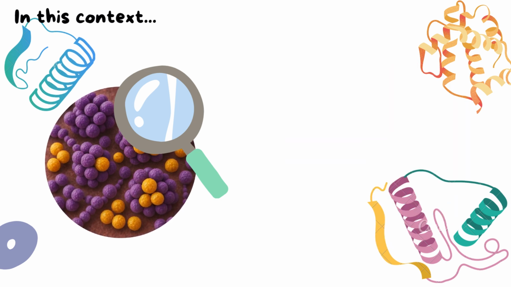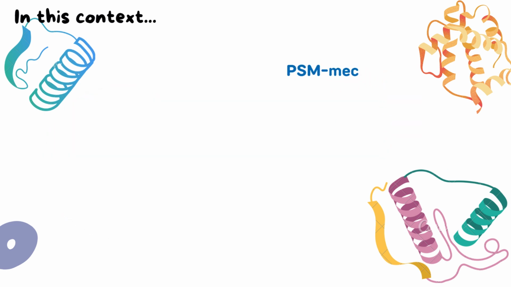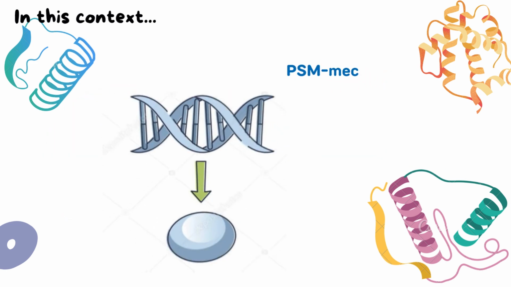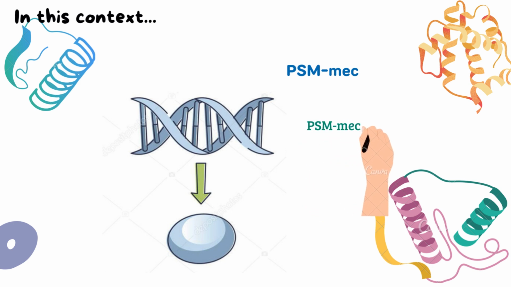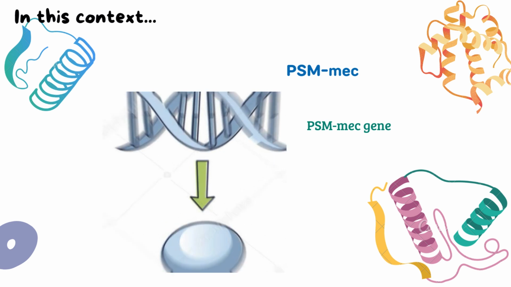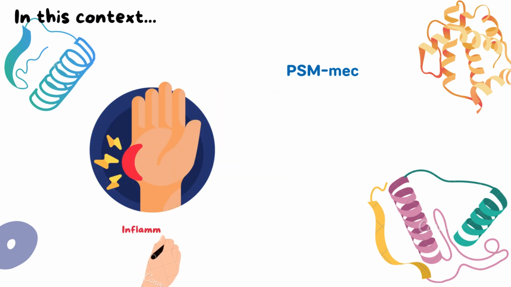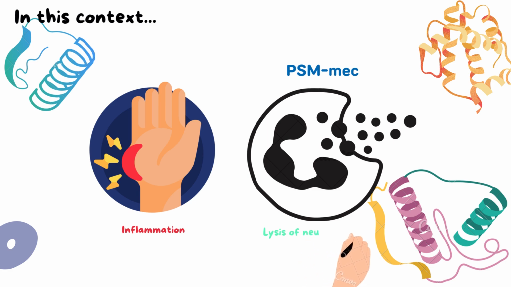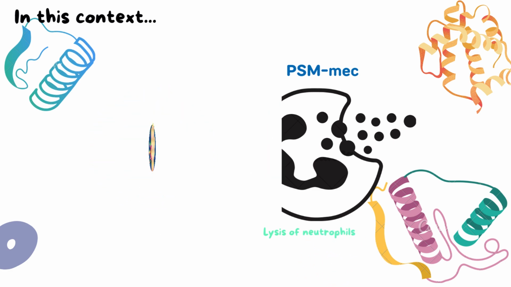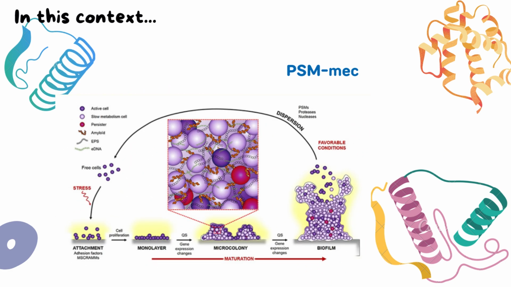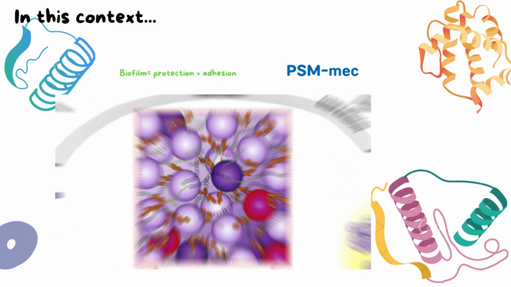One key target molecule is phenol-soluble modulin mec, or PSM-mec. This is a small peptide toxin encoded by a gene often found on the same genetic element that carries the mecA gene in certain MRSA types. It plays a role in promoting inflammation and cell lysis, including the lysis of neutrophils. It is also involved in biofilm development, which enhances bacterial adherence to surfaces and resistance to antibiotics.